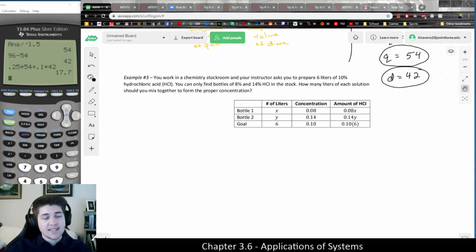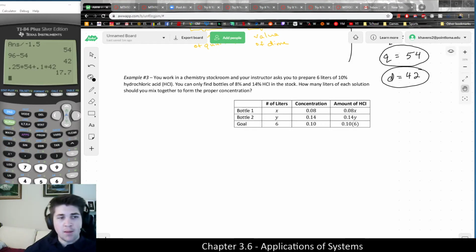Let's do one last example of a mixture problem. In this one, this is a type of problem you would often see in a chemistry class or a math class where we're looking for applications. But it's just another mixture problem. Let's go ahead and read it and talk about how we get started.